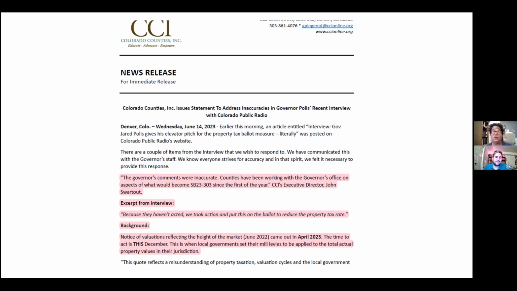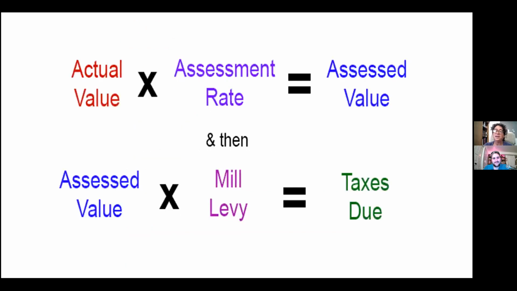The counties have been working with the governor's office since the first of the year, said the executive director. And then they quoted him. But the point to this really is that the notice of valuations reflecting this market came out in April, just a couple months ago. The time to act is this December. They're following the same line here, that in December is when local governments set their mill levies, and that's applied to that total actual value. So I thought it was a very interesting press release that Colorado Counties was calling out Polis.